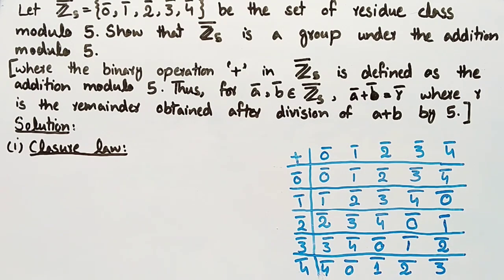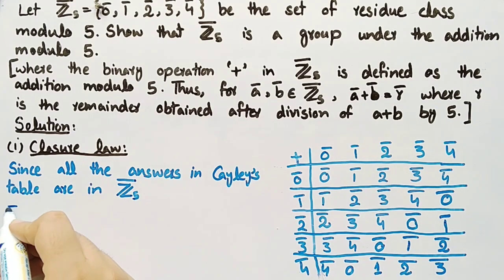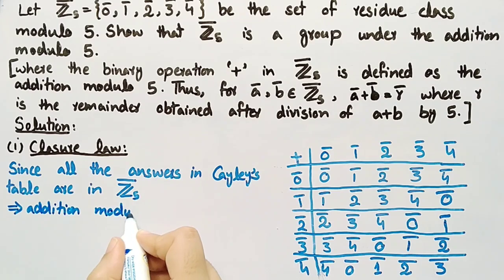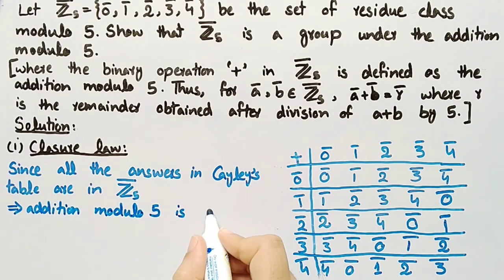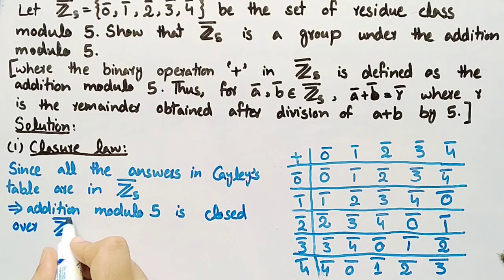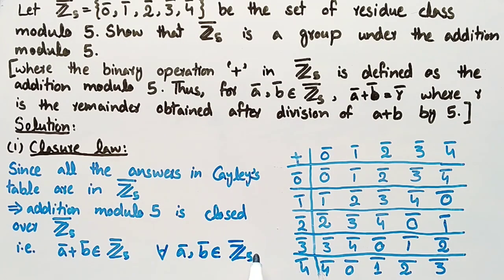First axiom is closure law. Since all the answers in the Cayley's table are in Z5, which implies that addition modulo 5 is closed over Z5, that is a plus b belongs to Z5 for all a, b belonging to Z5, which means that the closure law is satisfied, which means that the first axiom of the group is proven.